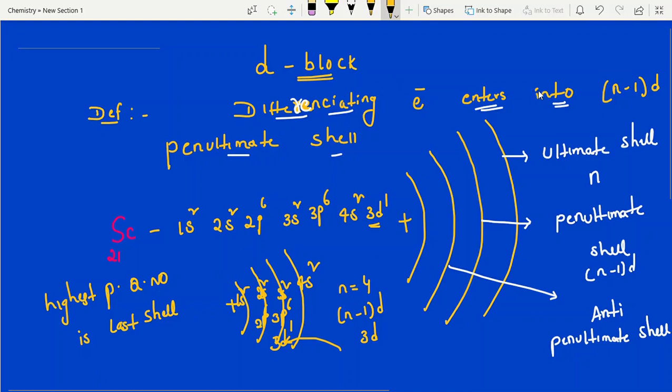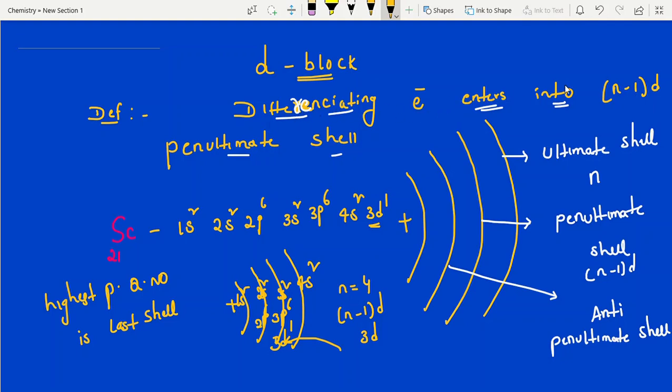Differentiating electron enters into the n-1d penultimate shell. Last electron entry into s orbital gives s block elements, last electron entry into p orbital gives p block elements, like that. It is a single definition which we have studied in S and P block elements, where the main energy levels are filling. That's why those elements we call representative elements. But here it will be a little different.